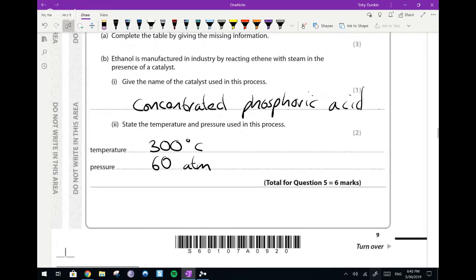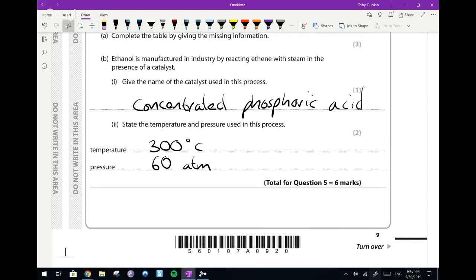So, to make ethanol, they take ethene with steam in the presence of a catalyst. Give the name of the catalyst used. Concentrated phosphoric acid. State the temperature and pressure used for this process. The temperature is 300 and the pressure is 60 atmospheres.